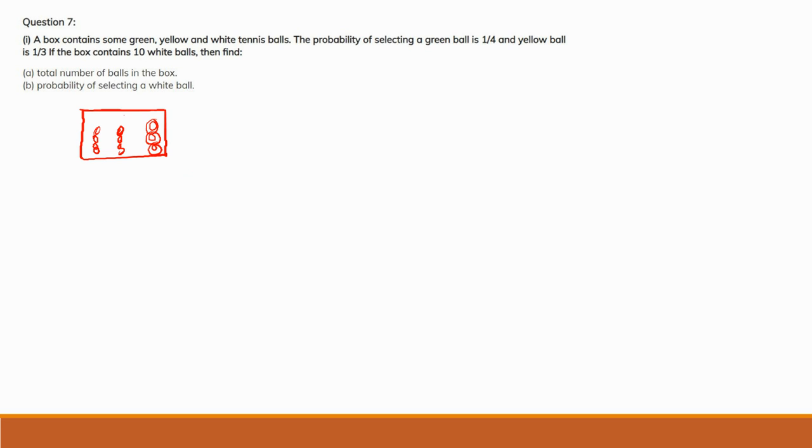Okay, white tennis balls. The probability of selecting a green ball is 1 by 4. The probability of selecting a yellow ball is 1 by 3. If the box contains 10 white balls, so here they have given 10 white balls are there. Then find the total number of balls, and the probability of selecting a white ball.